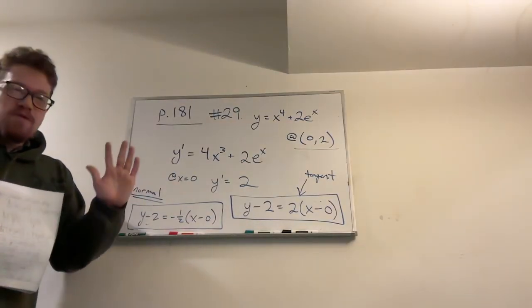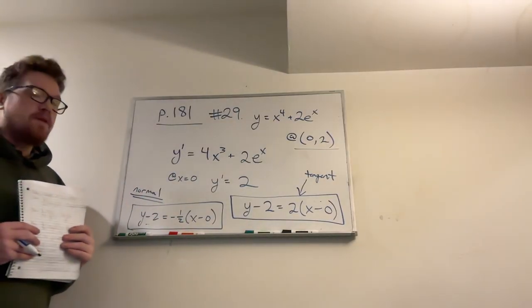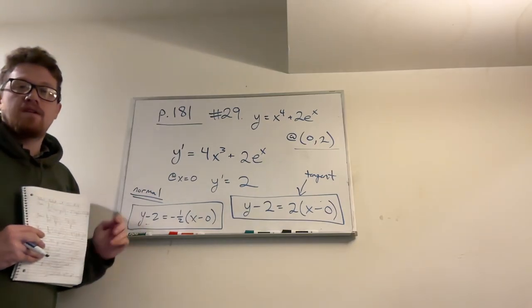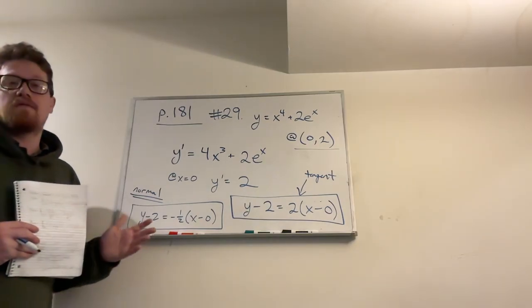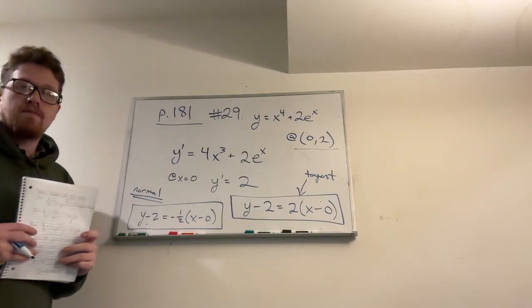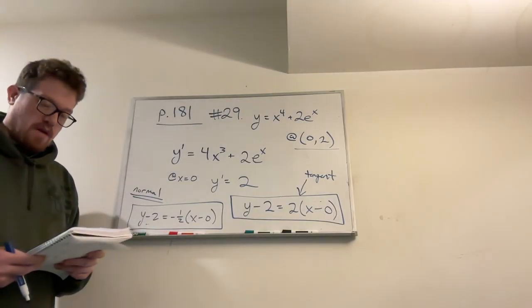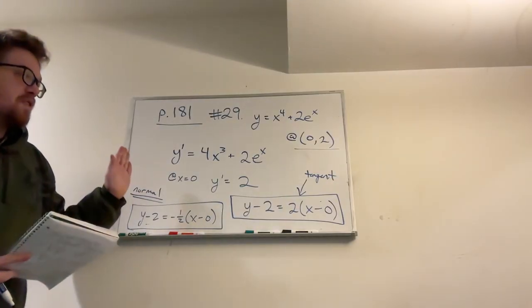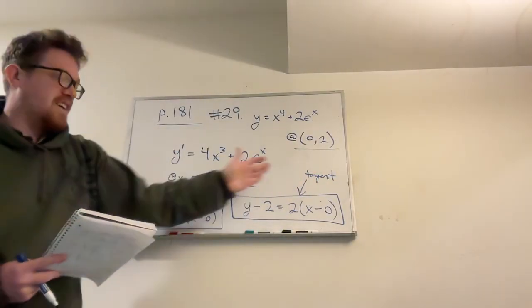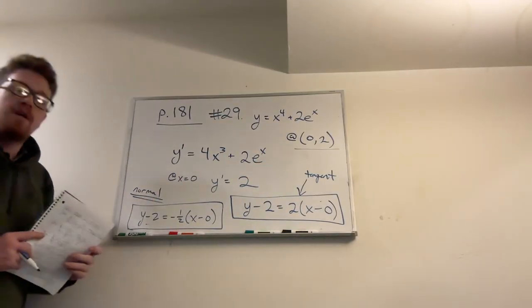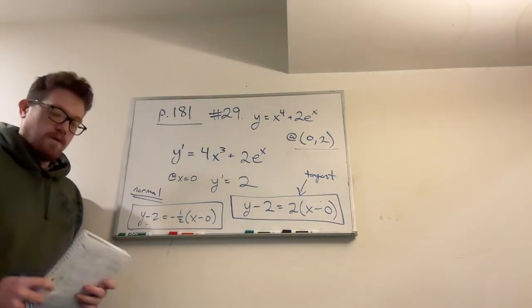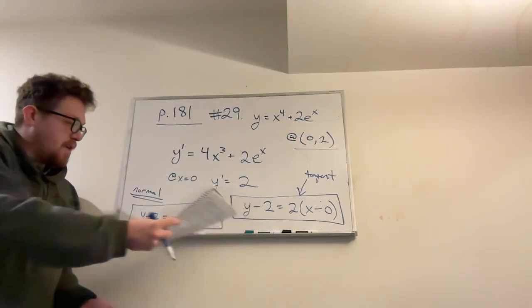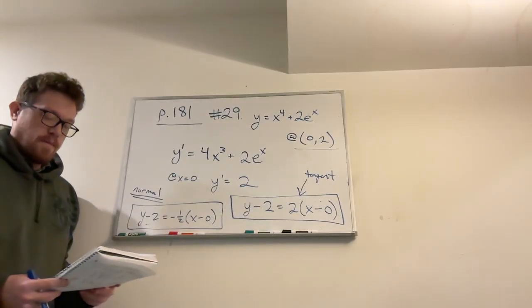I don't want to go too much into why that's the normal line, but you can look it up in the book if you're confused, or look it up online. The slope of the normal line is the negative reciprocal of the other slope. Of course, if you take the negative reciprocal twice, you go back to the start, right? So the normal line to the normal line is the tangent line. They go back and forth between the two when you do the negative reciprocal. Okay, so the equation of the tangent line, the equation of the normal line. So that solves problem 29.